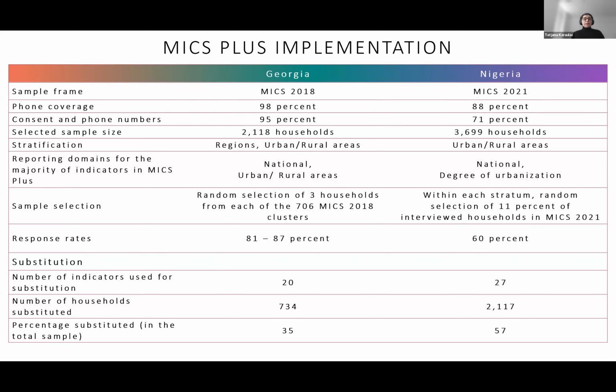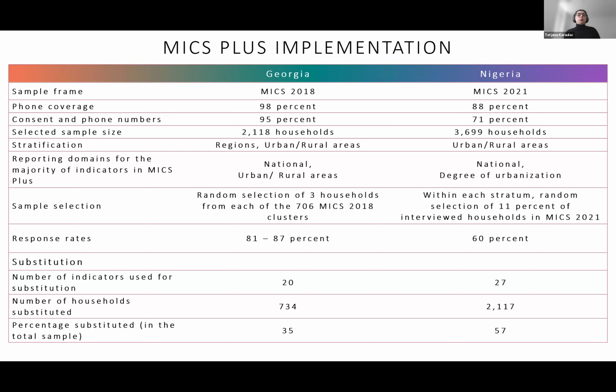When we are talking about how we selected the sample, the sample design in Georgia, we randomly selected three households from each of 706 Mix clusters, because the availability of phone numbers in Mix was really high. But when we looked at the Nigeria Mix, we realized that on cluster level, we would probably not have enough households to be selected from each cluster. So we went one level up. Within each stratum, we randomly selected around 11% of interviewed households from Mix 2021.